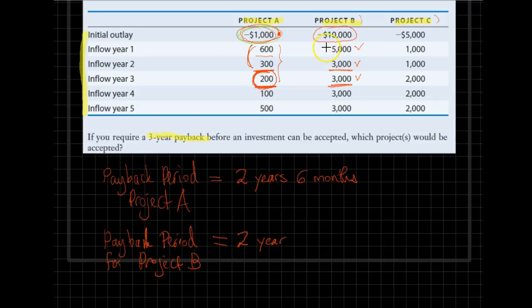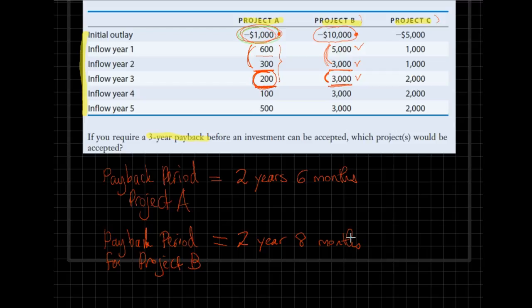So we need to figure out how many months. In 2 years we can recover $8,000, so we're still short of $2,000. If during the whole third year we can extract $3,000 of cash flows, how long will it take until we recover the remaining $2,000? A simple logic will tell us the solution. If in 12 months we can earn $3,000, in how many months can we earn $2,000? The answer would obviously be 8 months, right? So in 8 months we can make the remaining $2,000.